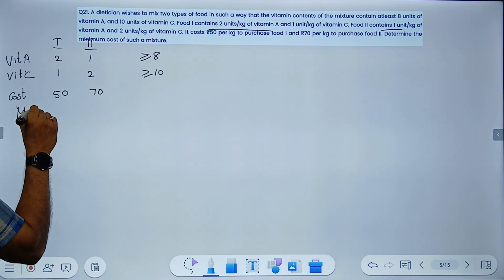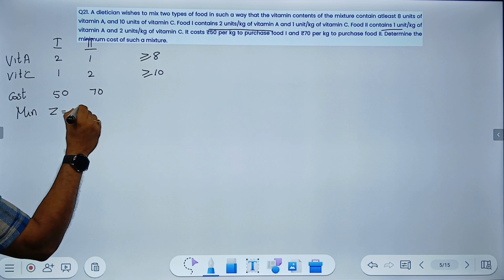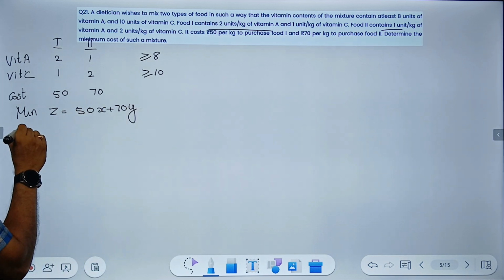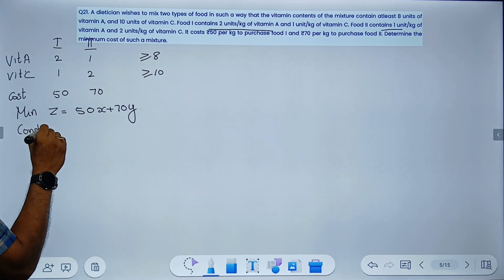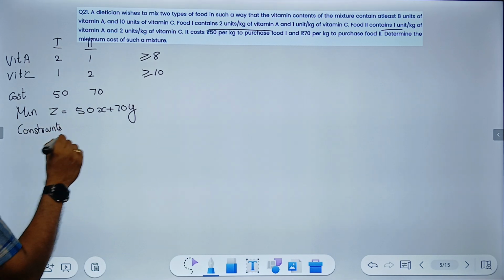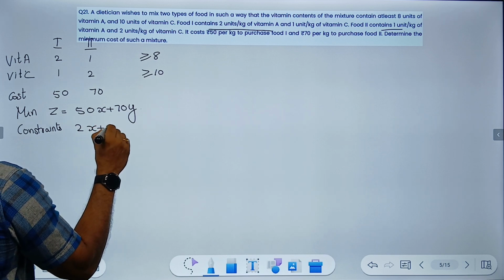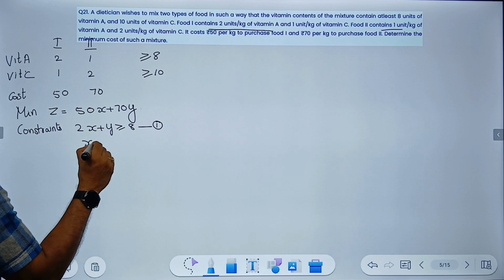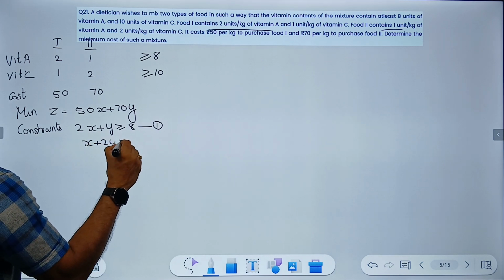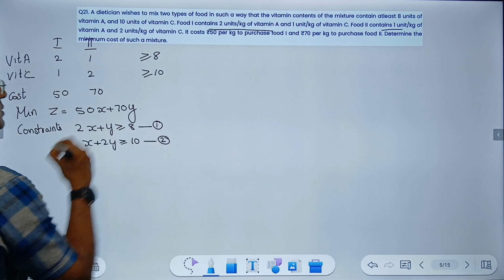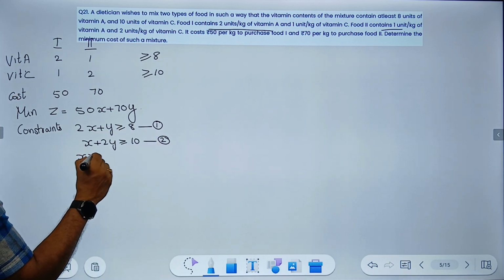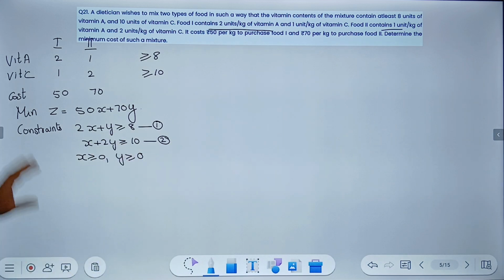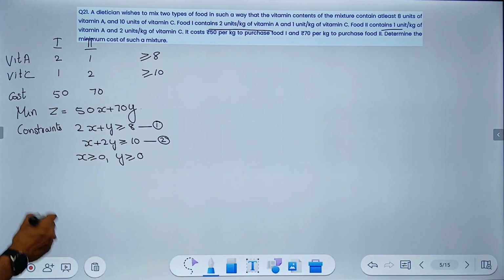Objective: minimize Z equal to 50x plus 70y. So what are my constraints? The constraints are 2x plus y is greater than or equal to 8, and x plus 2y is greater than or equal to 10. So these are my constraints. Obviously x is greater than or equal to 0 and y is greater than or equal to 0 are the non-negative constraints. Now I have formulated the LPP. Now it's time to solve.